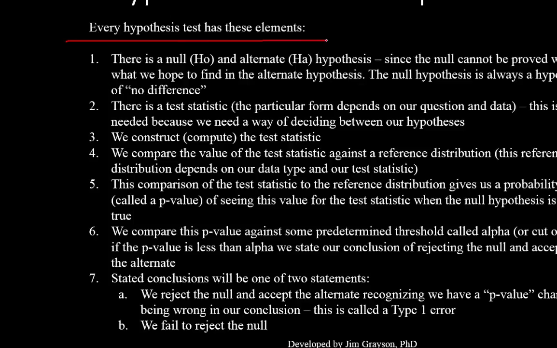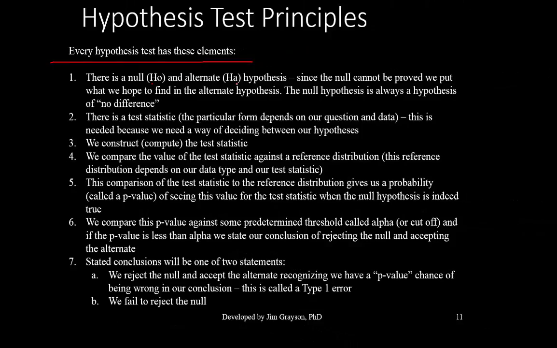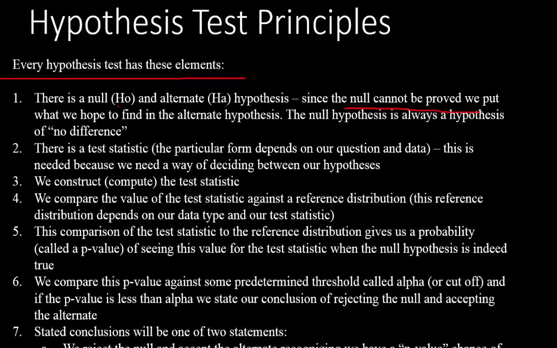Every hypothesis test, I think, has these elements. There's a null and an alternate hypothesis. The null is not what you're proving. We always either reject the null and accept the alternate, or we fail to reject the null. The null hypothesis is always a hypothesis of no difference.